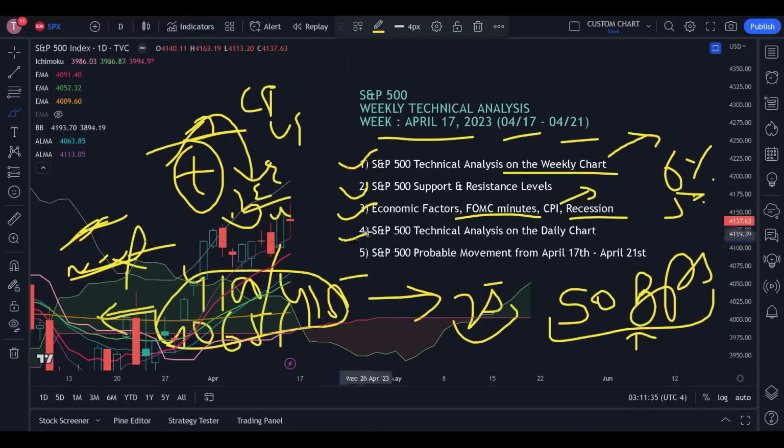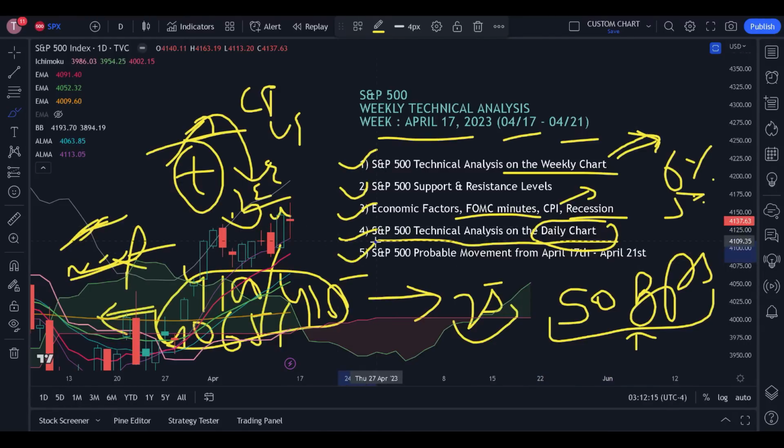Then comes the fourth point of the agenda of this S&P 500 weekly technical analysis, where I will give you the S&P 500 technical analysis on the daily chart. Remember, this was the weekly chart. Weekly chart means the hawk eye view, the big picture. Daily chart means what is going to happen in 1 week, 2 weeks, 3 weeks, and what the technical indicators are saying. For now the technical indicators are short term bullish. We will see what can affect these technical indicators and what can force them to change direction.